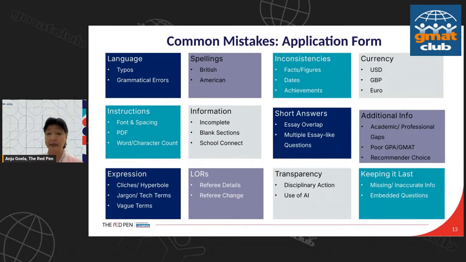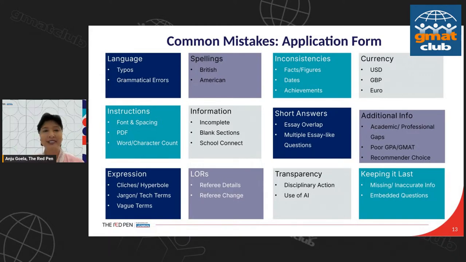Transparency is very, very important and critical. When you make disclosures about any disciplinary actions against you or the use of AI, please be very honest. The AdCom is really very smart. They know when you've used AI, all right? They can make out. So please be honest about the use of AI. And schools do a background check on you after you get an admit. So if you've had any disciplinary action taken against you, please be honest and upfront about it.